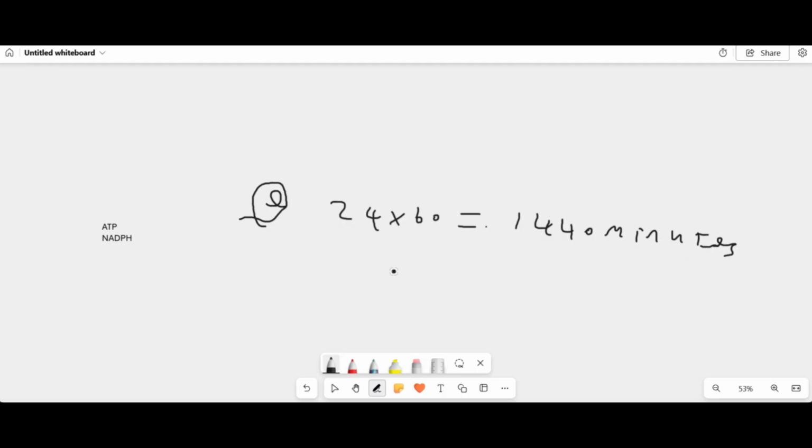Cool. Now what you want to do is move on and get that many minutes. Think about it: the number of divisions is going to be that many minutes divided by how many minutes they divide, which is 90 minutes. It divides every 90 minutes here. So you want to do 1440 divided by 90. That's going to get you the number of times it divided, which is 16.